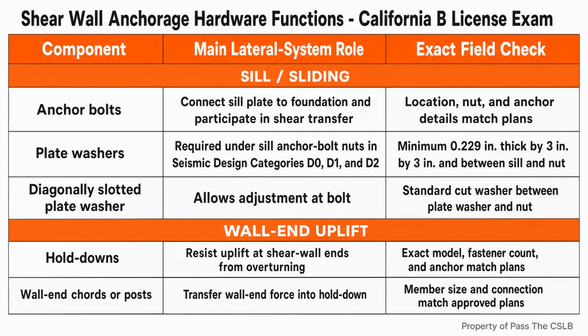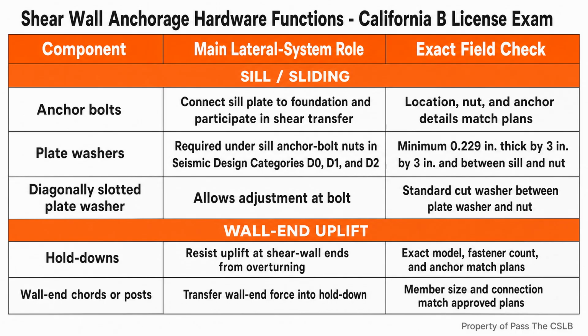Anchor bolts and plate washers address the sill connection and sliding force transfer. Hold downs and their connected cords address wall end uplift. The approved plans control the model, post or cord size, fastener count, anchor type, and embedment. The plate washer dimensions are worth memorizing, but I do not let memorization replace inspection.